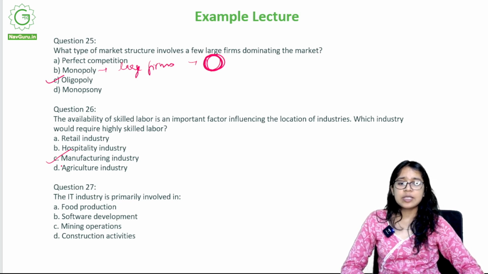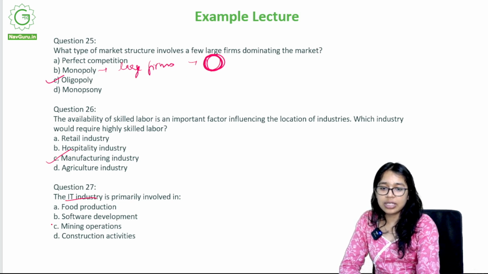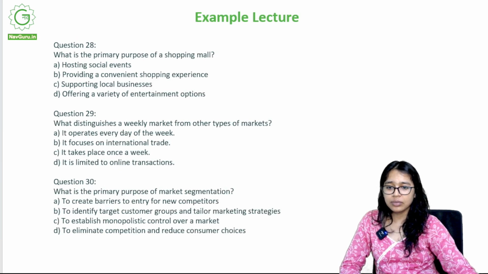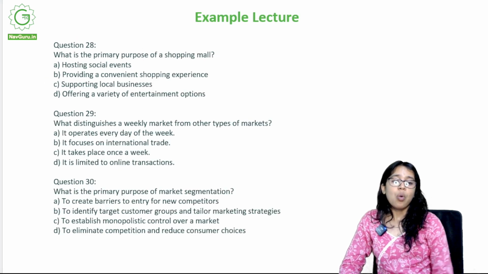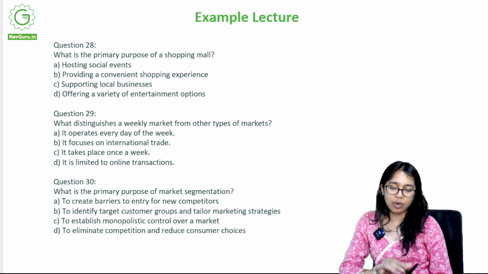The IT industry is primarily involved in A, food production, B, software development, C, mining operations, or D, construction activities. So IT, information technology industry, is involved in what? It's involved in B, software development. Next set of questions. What is the primary purpose of a shopping mall? So why are shopping malls set up?